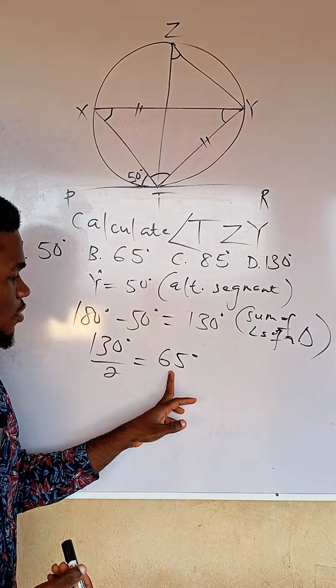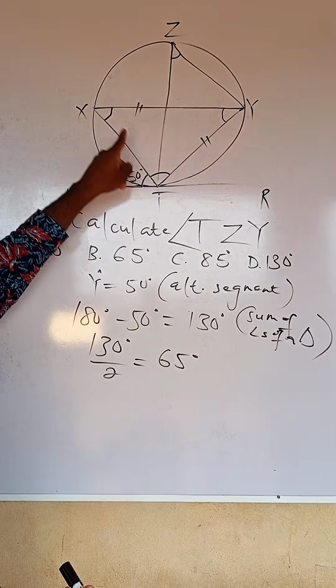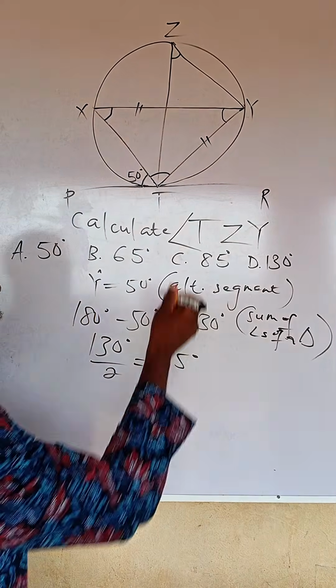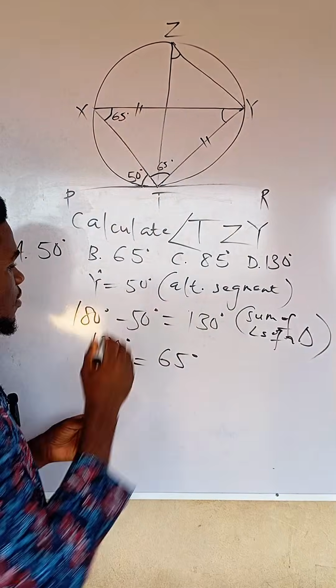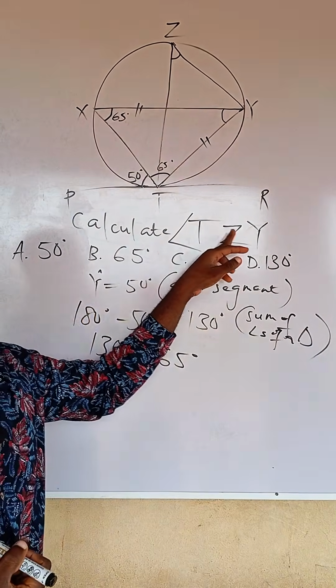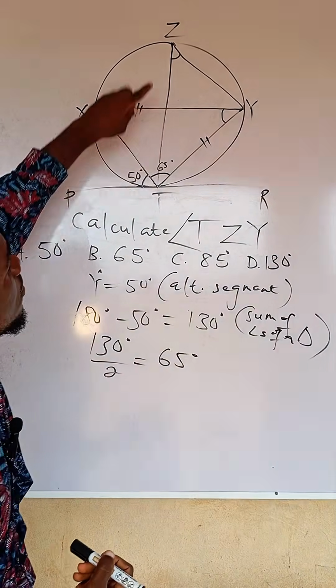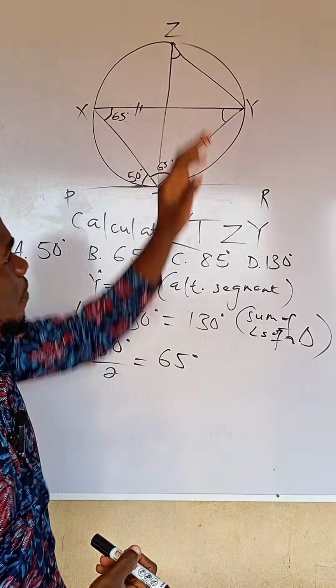Okay, now we have gotten here to be 65 degrees. That is the base angles of the isosceles triangle. So that means here is 65 and here is also 65. But we are told to calculate TZY. That is angle TZY. It's talking about the angle at Z.